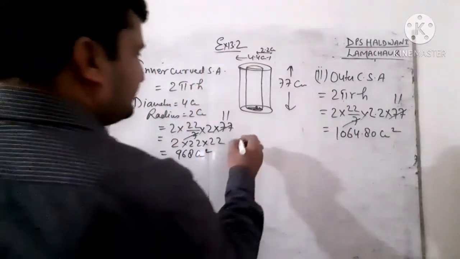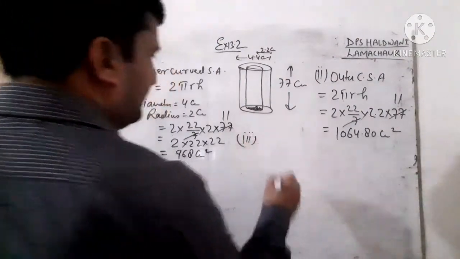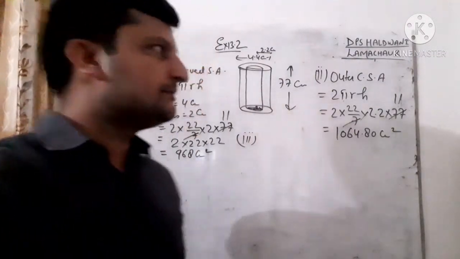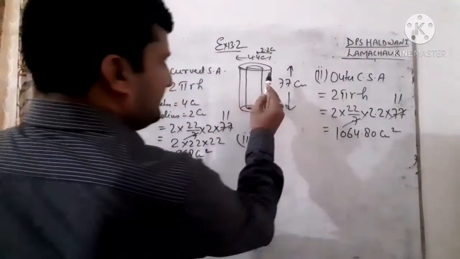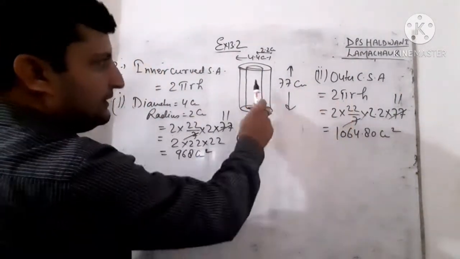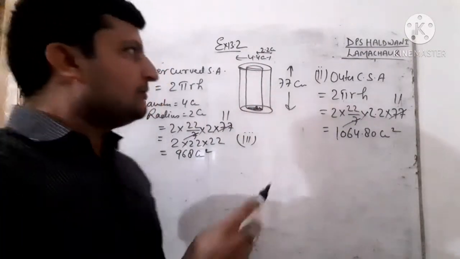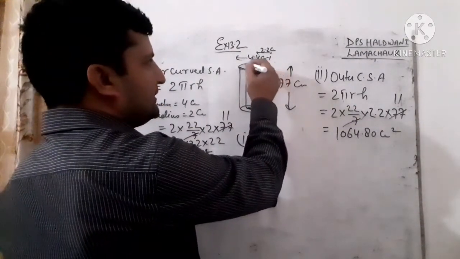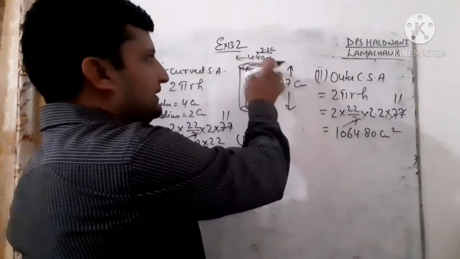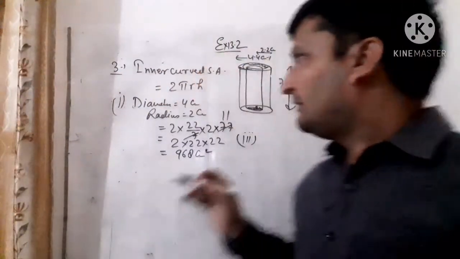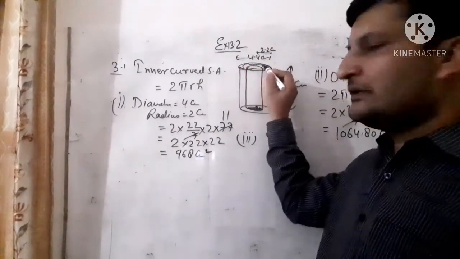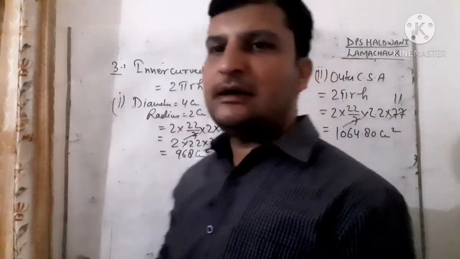Now students, the third part is the most important part. Third part is the total surface area. So students, how can we find the total surface area? Total surface area means, students, the outer surface area, outer CSA, we have found it. Inner CSA, we have found it. We have to find this also because the metal will be there also. So how can we find it? Total area is pi. Suppose this is R1 and this is R2. So we can write it pi R2 square minus R1 square.